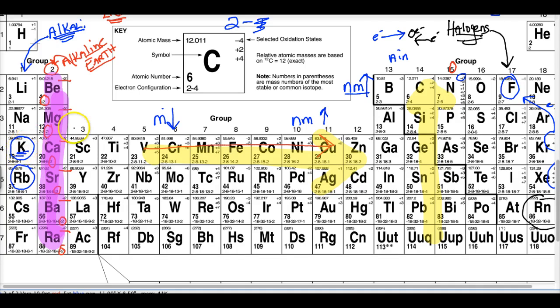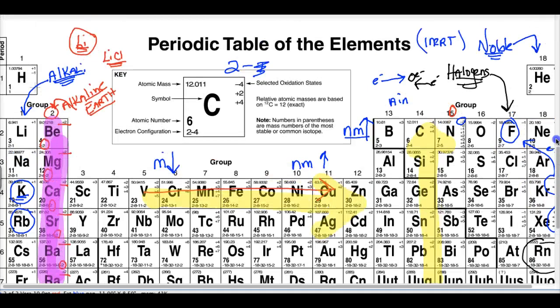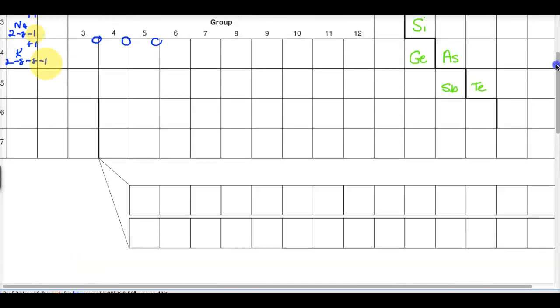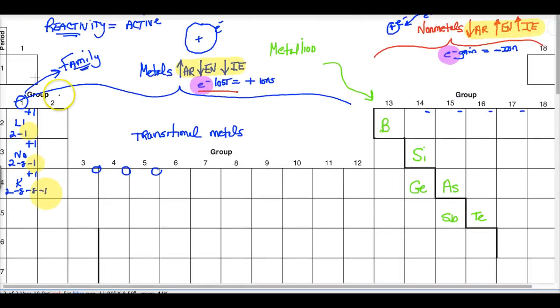The ones above, okay? So that is the basis of today's lecture. You learned about families of elements, okay? And you should know these: the alkali, alkaline earth, the halogens, and the noble gases, all right?